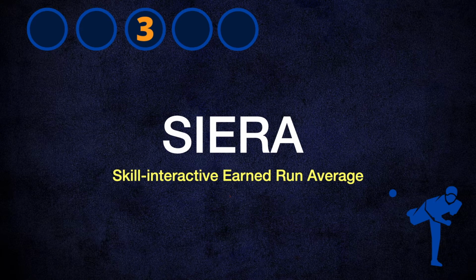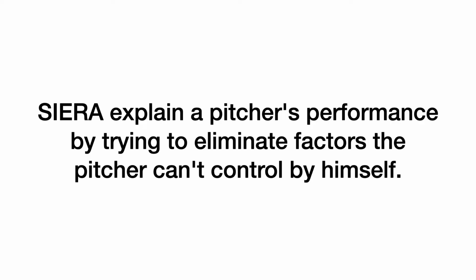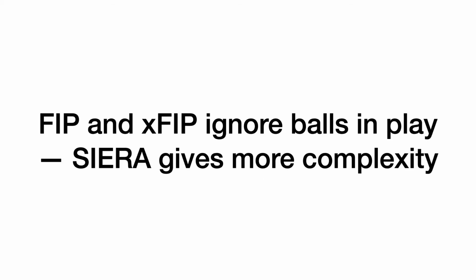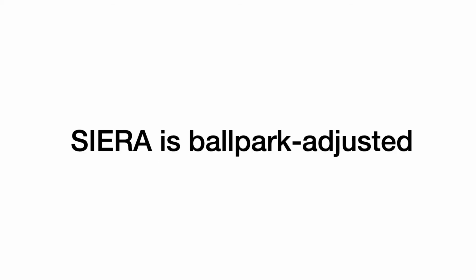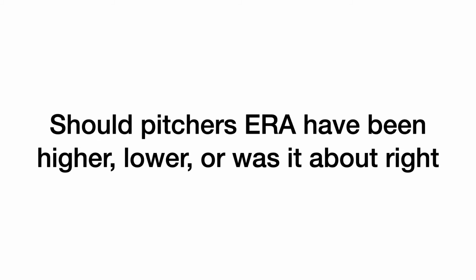The next statistic that I simply love is SIERA, or Skill-Interactive Earned Run Average. This useful statistic will explain a pitcher's performance by trying to eliminate factors the pitcher cannot control by himself. While FIP ignores balls in play, SIERA gives more complexity. SIERA is also ballpark adjusted and will tell us should a pitcher's ERA have been higher, lower, or was it about right. And the best pitchers have SIERA around 3 or below. deGrom 2.96, Scherzer 2.92, Verlander 3.18. So I gave you a couple of examples of good pitchers.